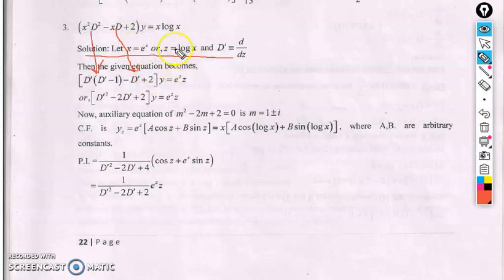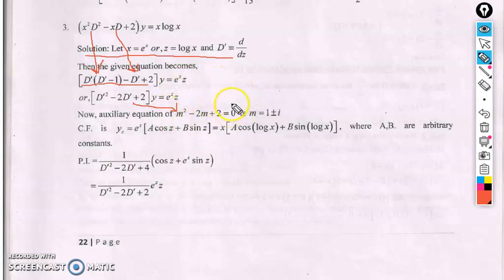Since we consider x equals e to the power z, therefore z is log x. So you can write log x is z and x is e to the power z. The equation reduces to that form. After calculation of this step, the problem reduces to that form. First we have to find the auxiliary equation because it becomes a CF-PI problem, or D operator problem. The auxiliary equation is found by replacing d dash by m. It reduces to m squared minus 2m plus 2.